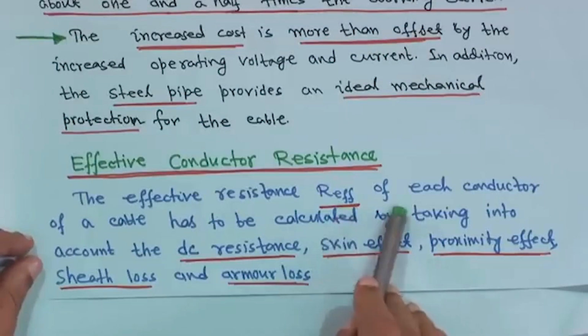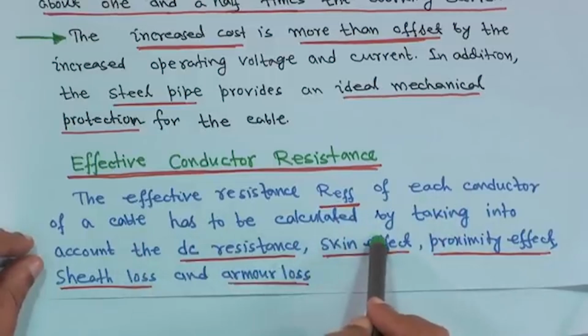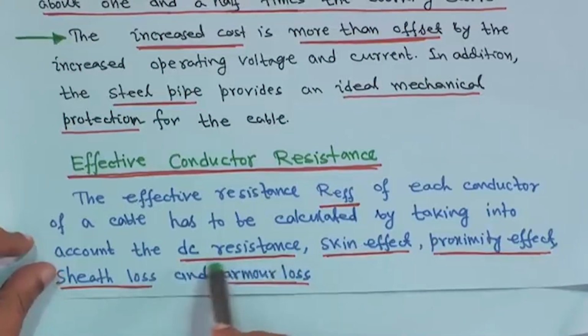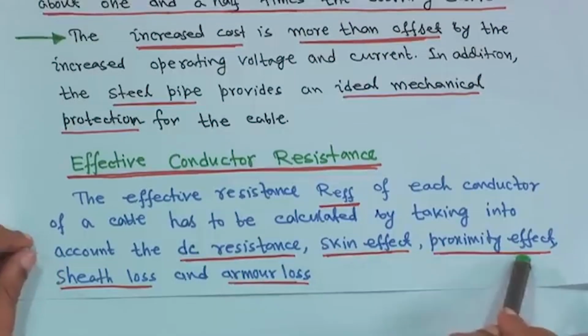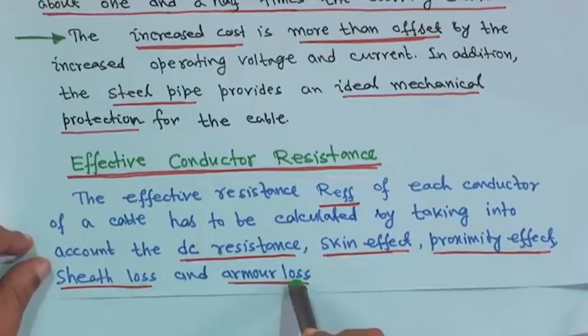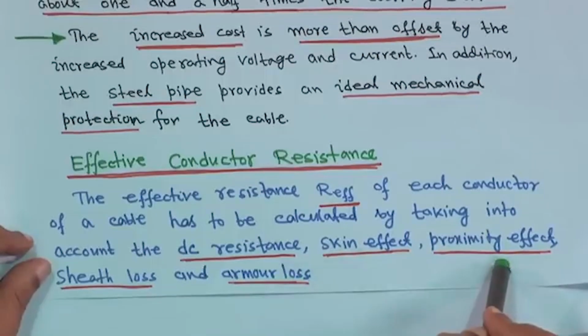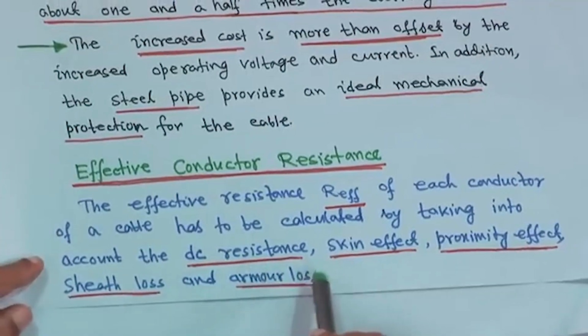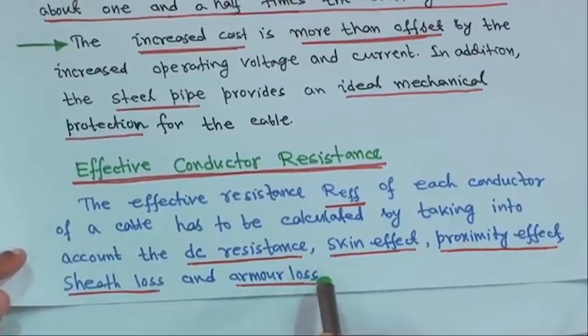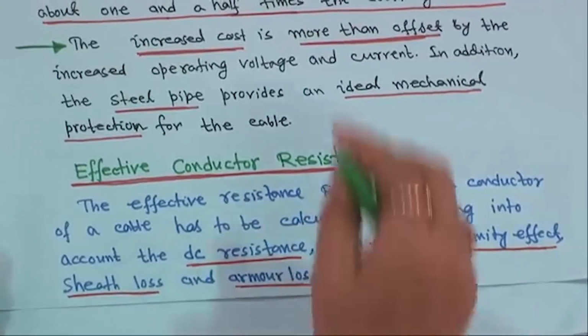Next is the effective conductor resistance of the cable. Here it is the effective resistance, R effective. The R effective of each conductor of a cable has to be calculated by taking into account the DC resistance, skin effect, proximity effect, sheath loss and armor loss. The skin effect and proximity effect you have studied in your inductance calculation chapters. So all these things you have to consider for calculating the effective conductor resistance of cables.